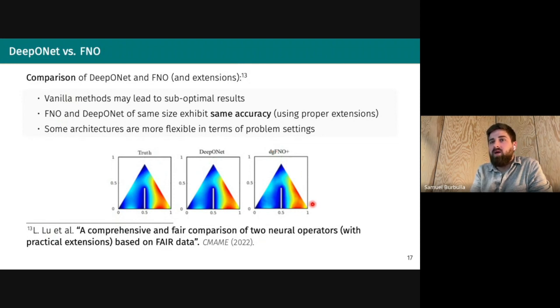And what they found is the vanilla methods, as I've presented them to you, may lead to suboptimal results. But if you use some proper extensions of both methods, and they introduce a lot of them, then both operators exhibit the same accuracy for the same size in terms of parameters. So no real better or worse here. What's also interesting is that some architectures are more flexible in terms of problem settings, and we want to talk about this in more detail in the following.